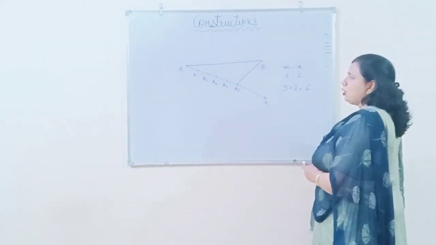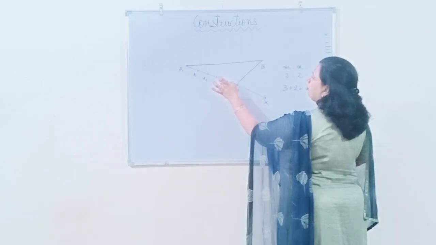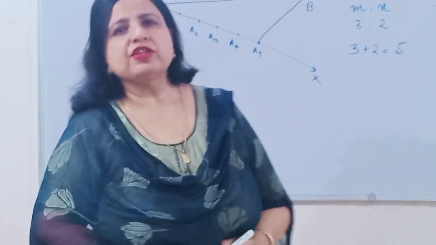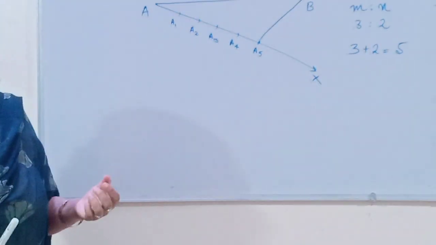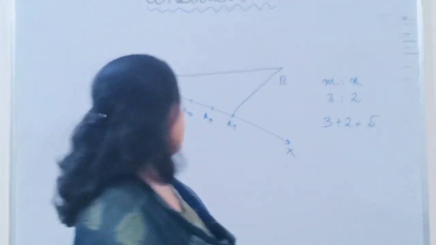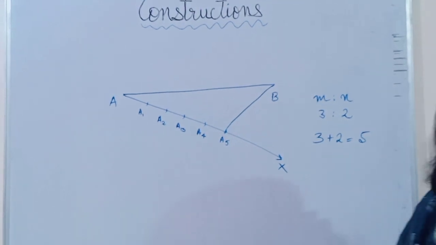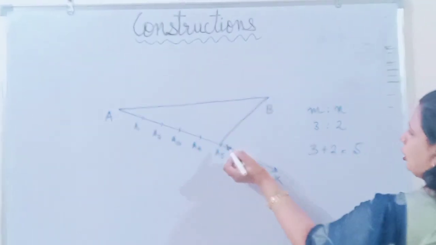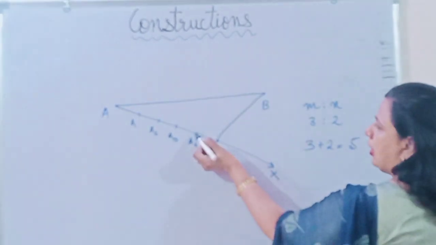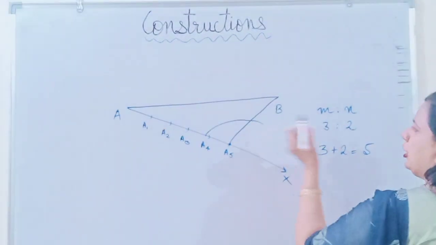Now how to draw a line parallel to this given line from A3? In the properties of parallel lines, you have studied that the corresponding angles are equal. When the corresponding angles are equal, the lines are parallel. So let us make corresponding angles equal. Now keeping the needle of the compass at A5 and taking some distance in the compass, we will draw an arc.